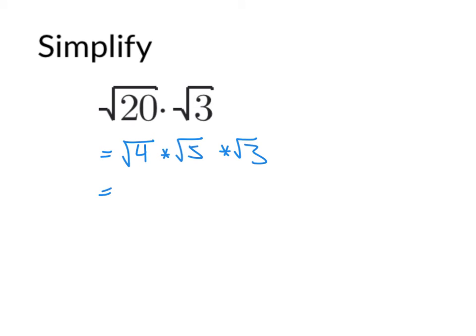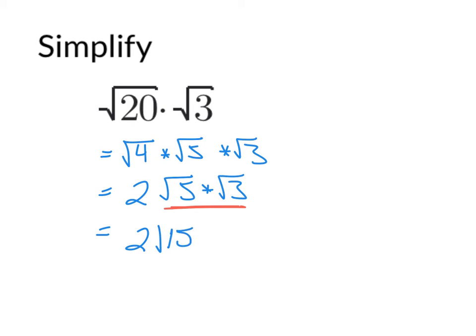I know that the square root of 4 is 2. The square root of 5 can't be simplified, and the square root of 3 can't be simplified. Now we have the two factors that are under square roots. We can multiply those two together. So we'll leave the 2 out in front, and the square root of 5 times the square root of 3 would make the square root of 15. So there is our simplified product.